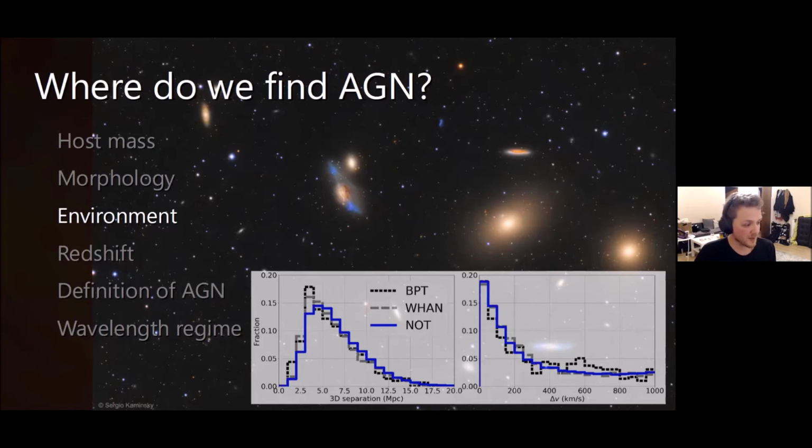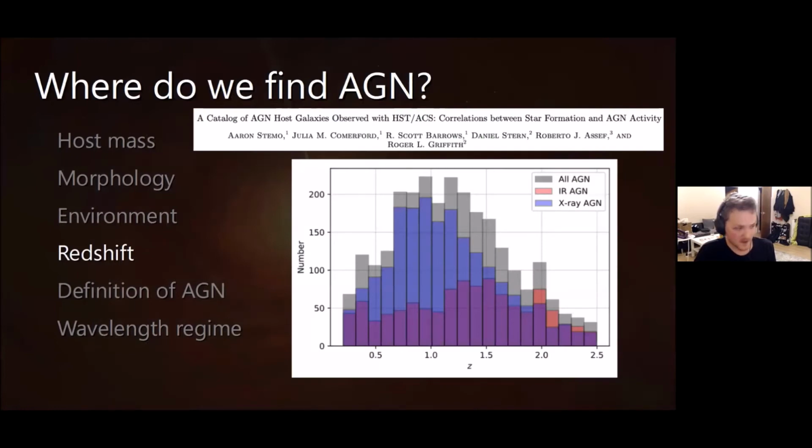This is a bit more debatable. I will talk a tiny bit more about this in a tiny bit. Another thing is the redshift. So basically, are there certain time periods in the universe where the conditions were more favorable for AGNs to exist? And it seems so. Today, AGNs are not very frequent, but at around redshift 1 to 2 is when the peak of AGN activity happened.